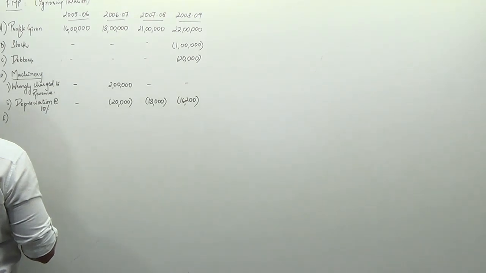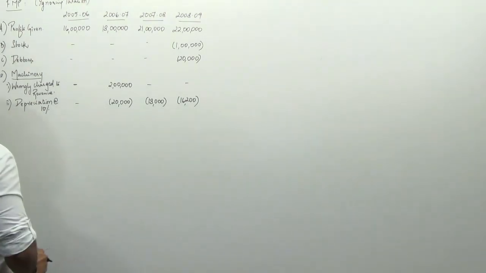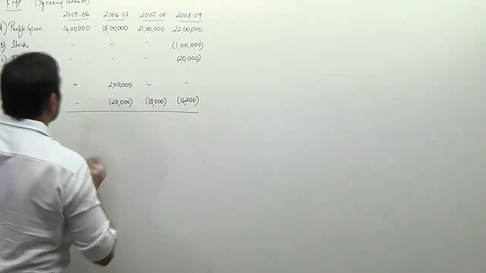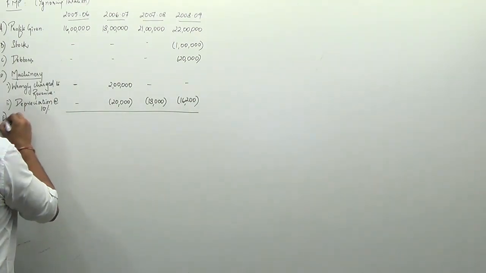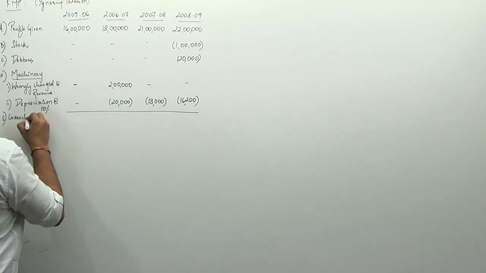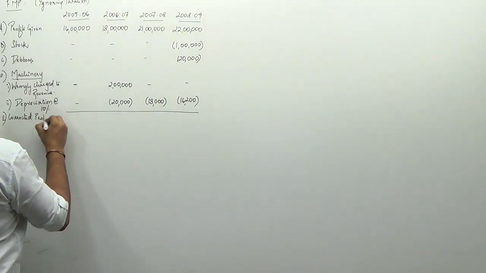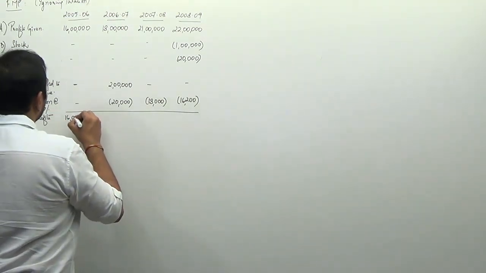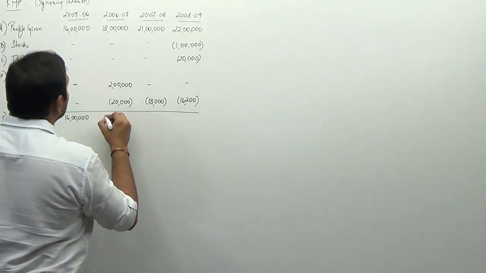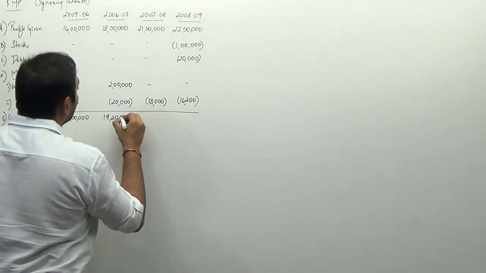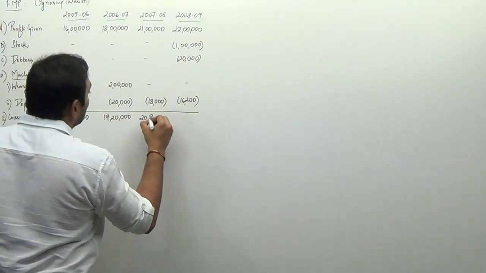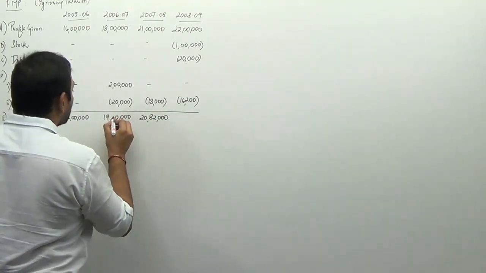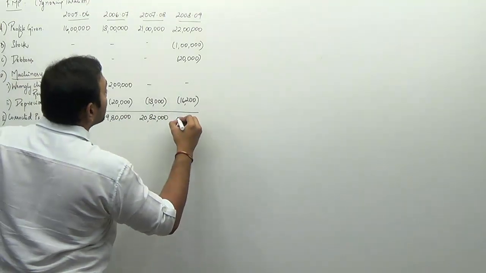Any other correction to the profit given? No. The next one is the loss on sale of furniture. That is also an FMP adjustment because it's a non-recurring item. These are the corrected profits: 16 lakhs, 19 lakhs, 20 lakh 82, 19 lakh 80, and the last one is 20 lakh 63,800.